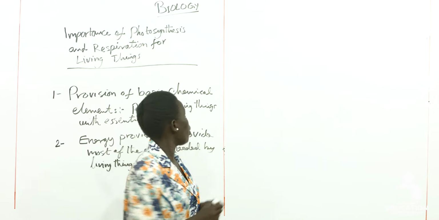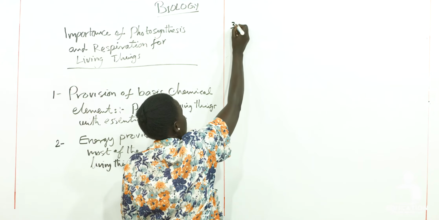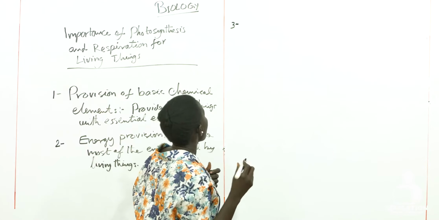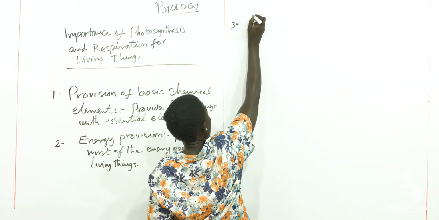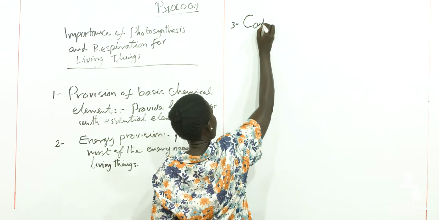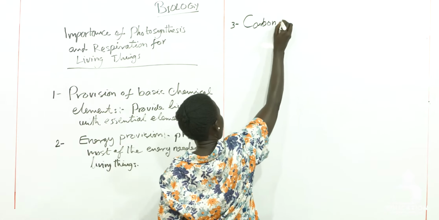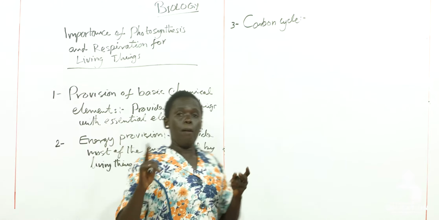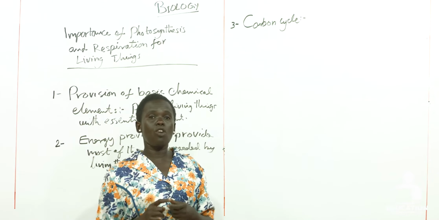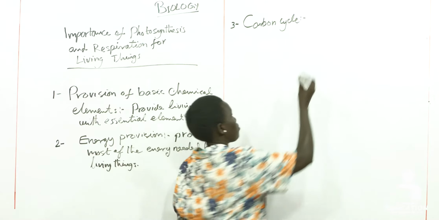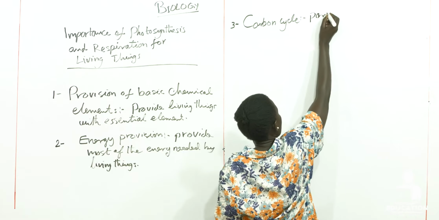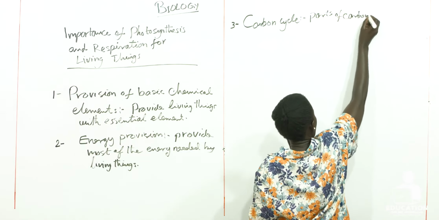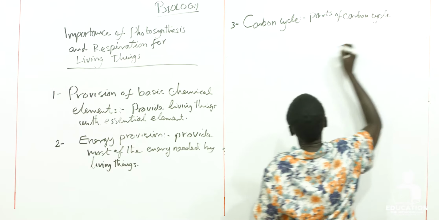The third role, because we have said that their roles can be summarized into 3 points. The third point, carbon cycle. They play a role in the carbon cycle. That means photosynthesis and respiration are parts of carbon cycle processes.